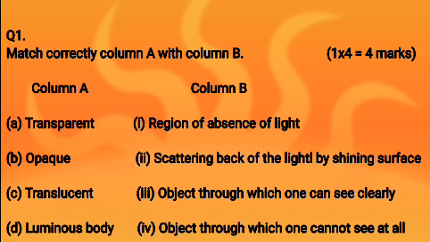Now question number 1. There are four options, column A and column B, which you have to match correctly. Column A, option A, transparent. Column A, option B, opaque. Column A, option C, translucent. Column A, option D, luminous body.